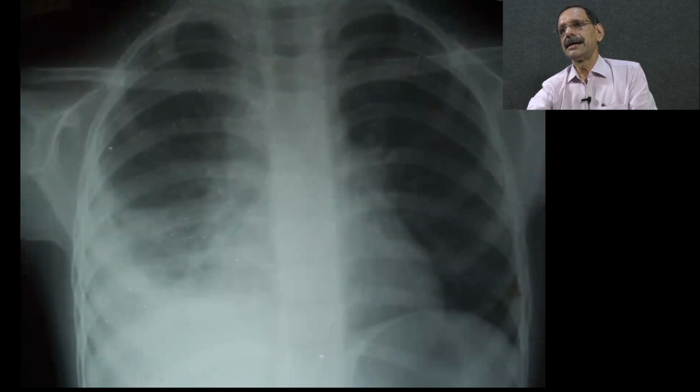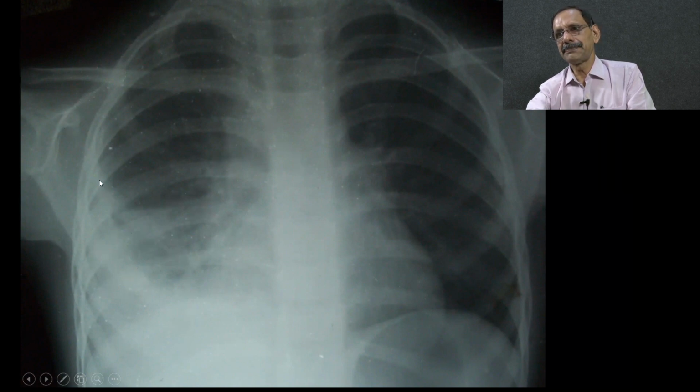Here in this X-ray, there is a horizontal upper level. There is a shadow here which is actually less dense than the liver. So it is more likely to be a consolidation. But when you come here, it appears to be more dense than this. So it could be an effusion because there is an upper level in the axilla also.